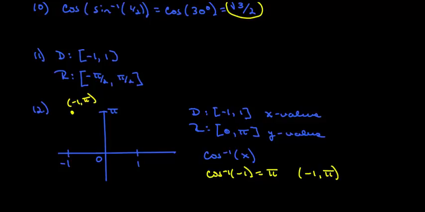If we grab some other values, let's say 0, that is going to be at pi over 2. And if we grabbed 1, the cosine value there is 0. So what I've got is this curve right here. So those are problems 10 through 12.